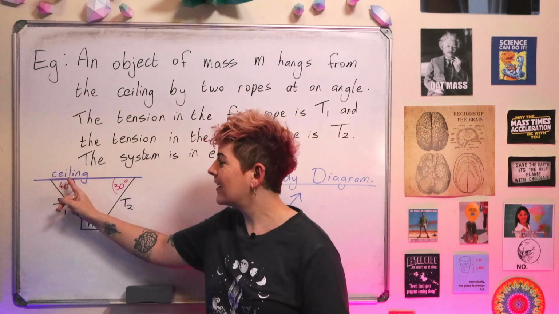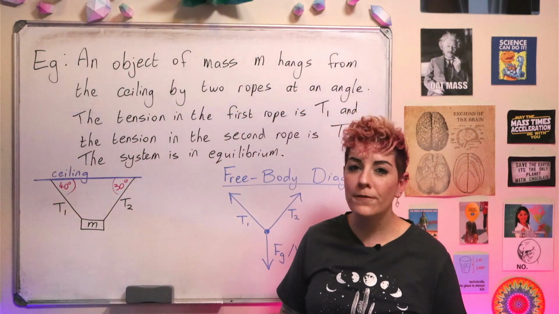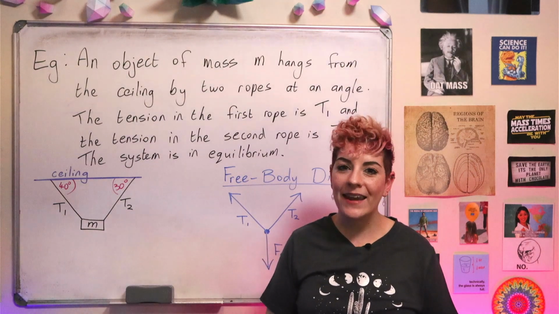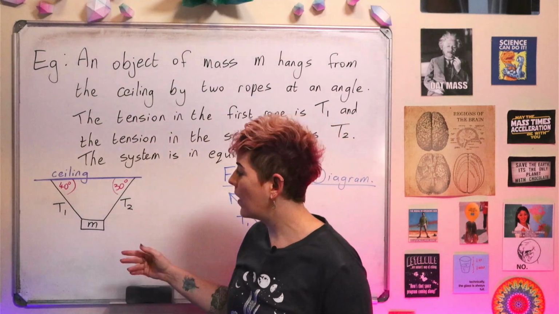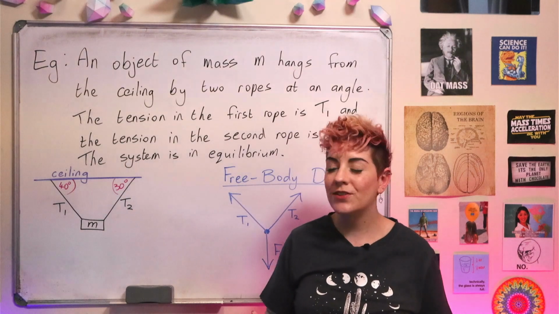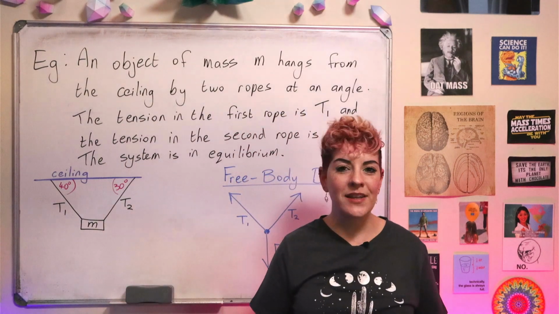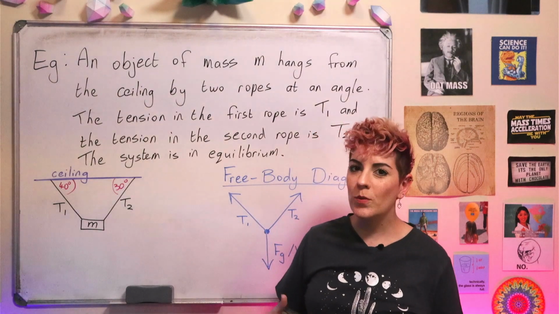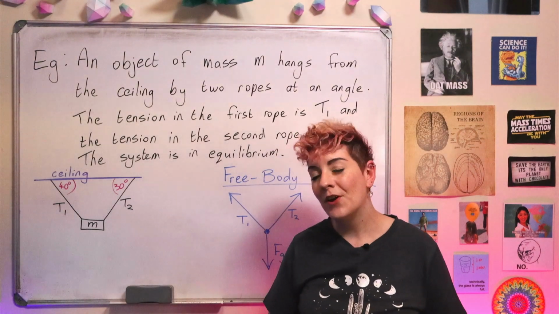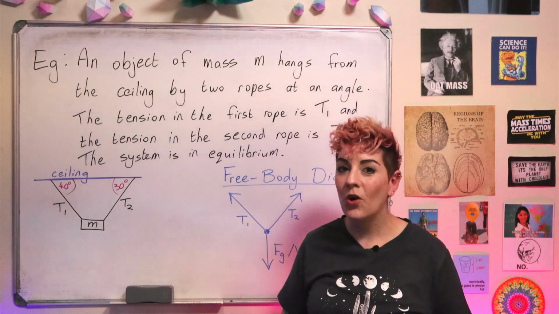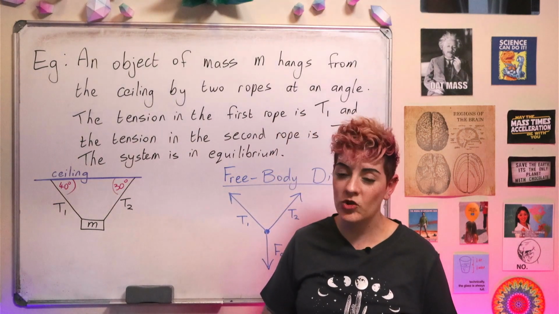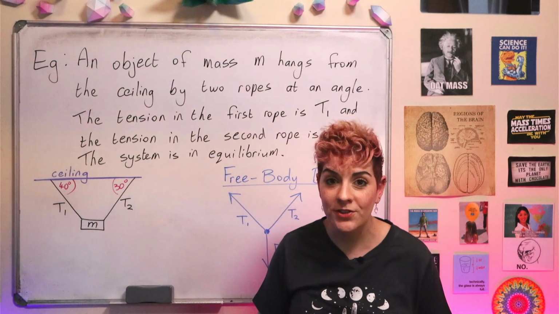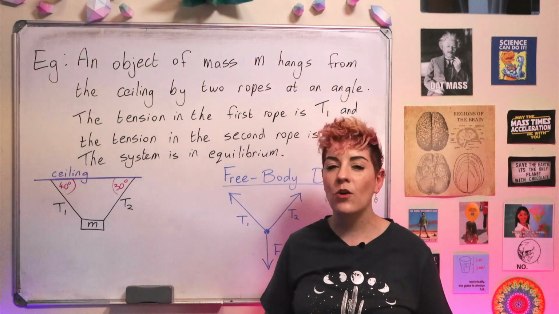So at the top here is the ceiling or the roof, and in this particular case, I've decided to include two angled forces, tension 1 or T1 and tension 2 or T2. But sometimes there is only one angled force in an equilibrium story. Here we have two, but please be careful because the diagram does not show all the forces acting on the object.